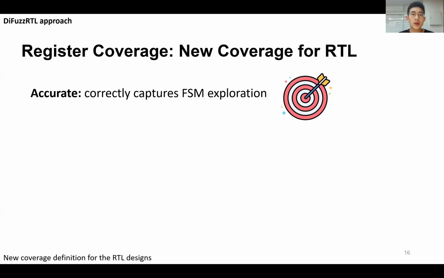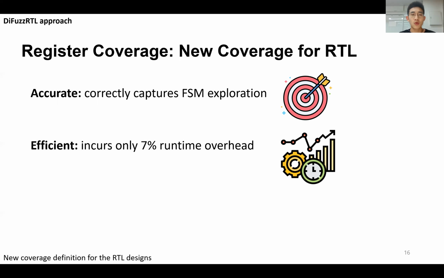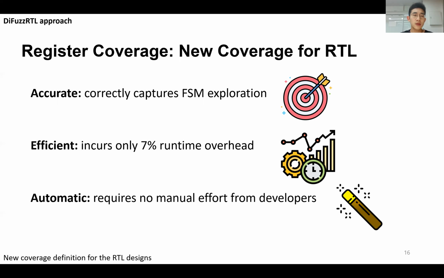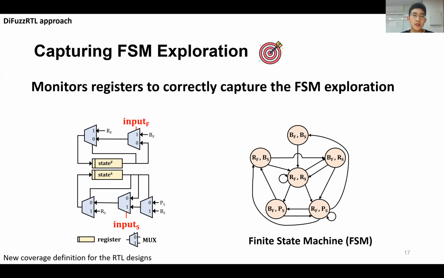Register coverage can correctly capture the FSM exploration, and it incurs only 7% runtime overhead, which is fast enough to run the fuzzer. Also, register coverage is fully automated, so we do not require any manual effort. Since the goal of RTL verification is to explore as many states in the FSM as possible, it is quite important to precisely capture the finite state, and we monitor the registers which construct the finite state machine.